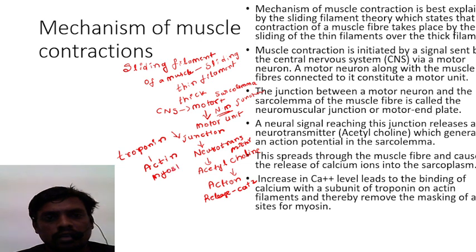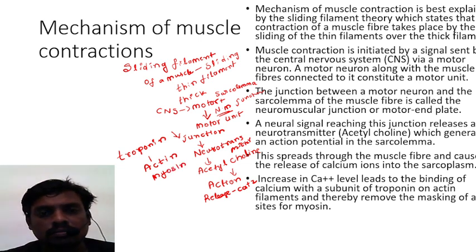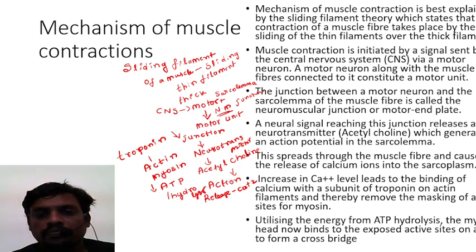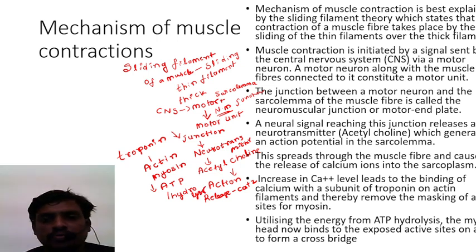Now finally the mask was removed for the myosin. Here this entire process requires energy. The energy will be in the form of ATP. ATP is considered the energy currency of the cell. It will undergo the hydrolysis process. Now, the myosin head binds to the exposed active site on actin to form a cross bridge. What does it help to form? Cross bridge.